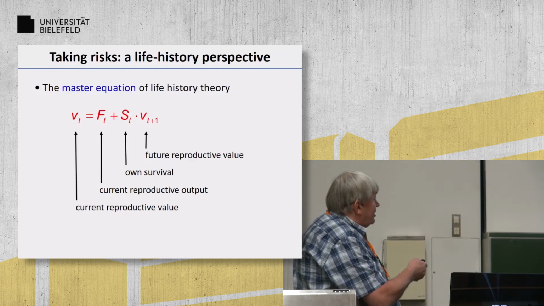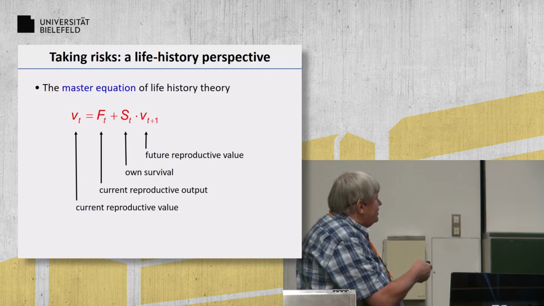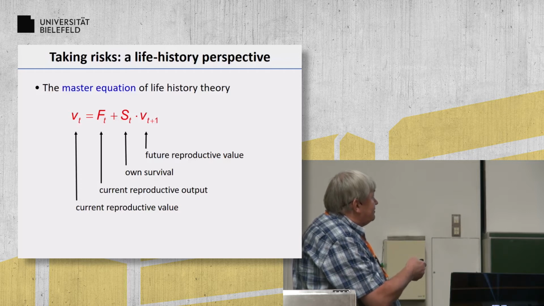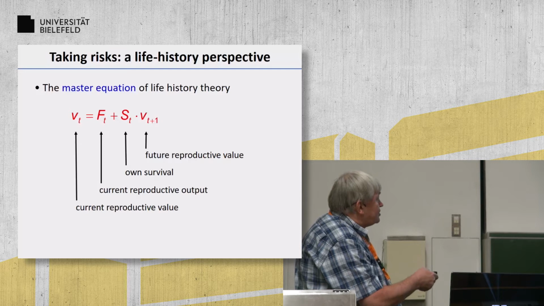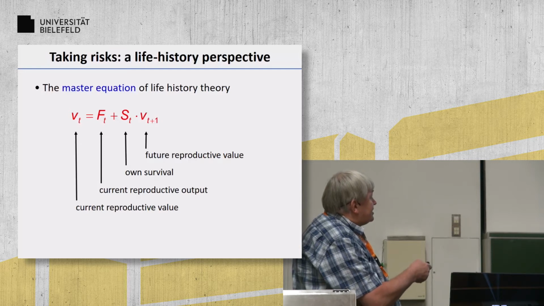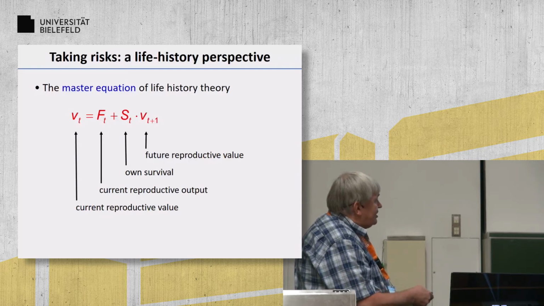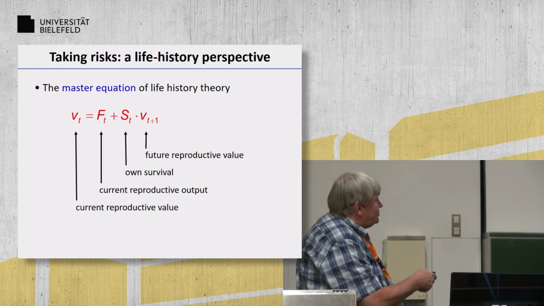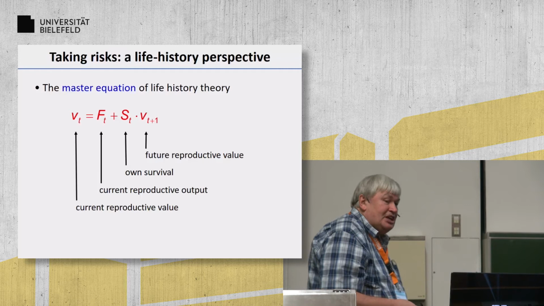And the master equation tells you that the current reproductive value of an individual at time t corresponds to its current reproductive success plus its future reproductive success. Its current reproductive success is the number of offspring produced in year t, and s_t is the survival probability from year t to year t plus one, and this has to be multiplied with the reproductive value of this individual at time t plus one.